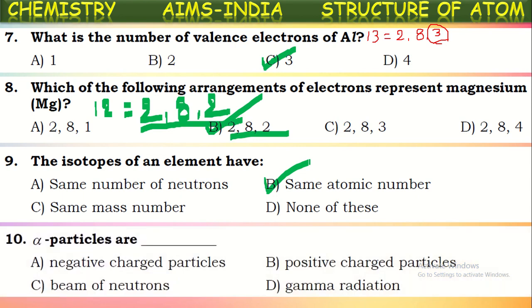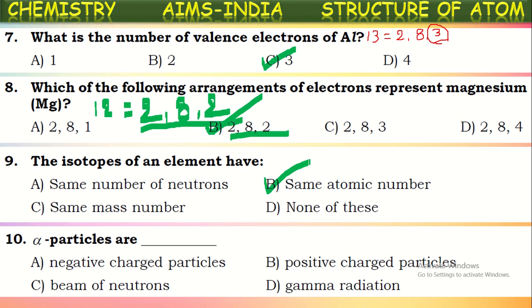Next one. Alpha particles are... What are alpha particles actually? A bunch of 2 protons and 2 neutrons together is considered an alpha particle. In this there are 2 neutrons which have no charge, and along with them 2 protons which have positive charge. So altogether an alpha particle will have positive charge.